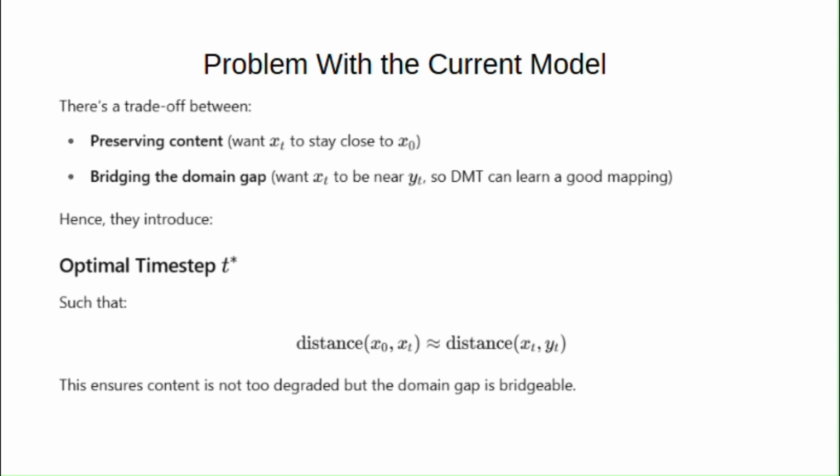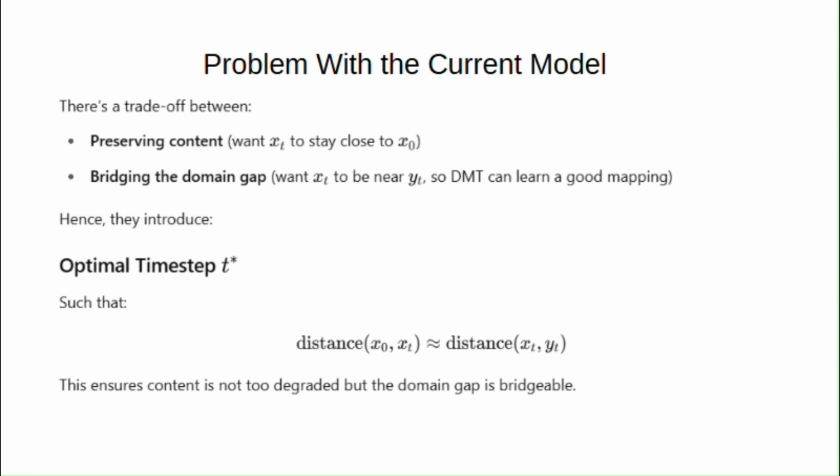Now consider this. If we apply DMT too early in this diffusion phase, that is at a small t, the input xt is very close to x0, meaning that it retains much of the source image's content and low level structure. This may sound good, but it becomes increasingly problematic for domain translation. Because the image is not sufficiently abstracted, it still exhibits strong domain specific biases that make the source and the target domains significantly different. The model then struggles to learn a meaningful mapping from xt to yt.